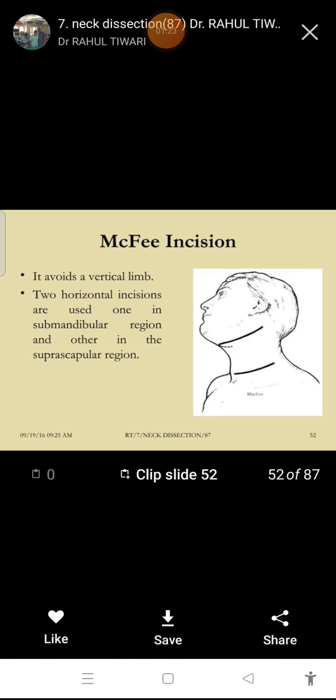McFee, which is the double horizontal incision, avoids a vertical limb. Two horizontal incisions are used, one in the submandibular region and the other in the supraclavicular region.